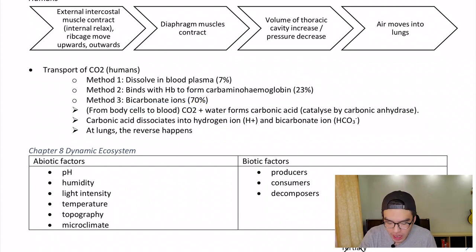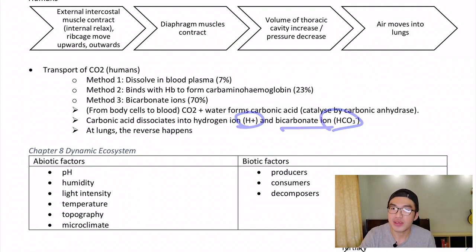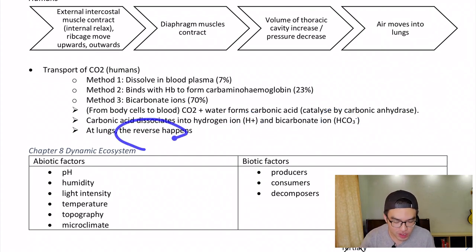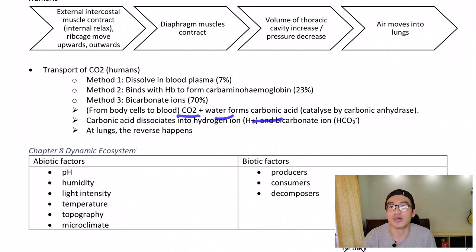How does this work? From your body cell to the blood, carbon dioxide will combine with water to form carbonic acid. This is catalyzed by an enzyme known as carbonic anhydrase. The carbonic acid will dissociate, you know, that's in your acid chapter in chemistry, into H+ and your bicarbonate ion. When it reaches the lung, they will do the reverse. These two will combine into carbonic acid, and then it will break down into carbon dioxide and water.